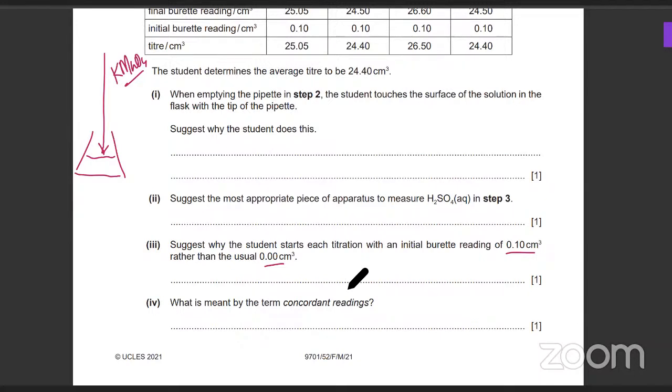So what is meant by concordant readings? What are titration concordant readings?